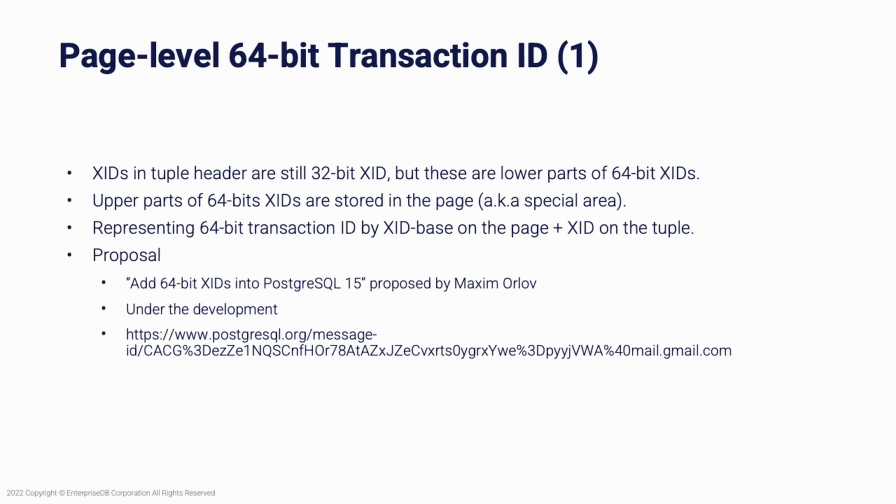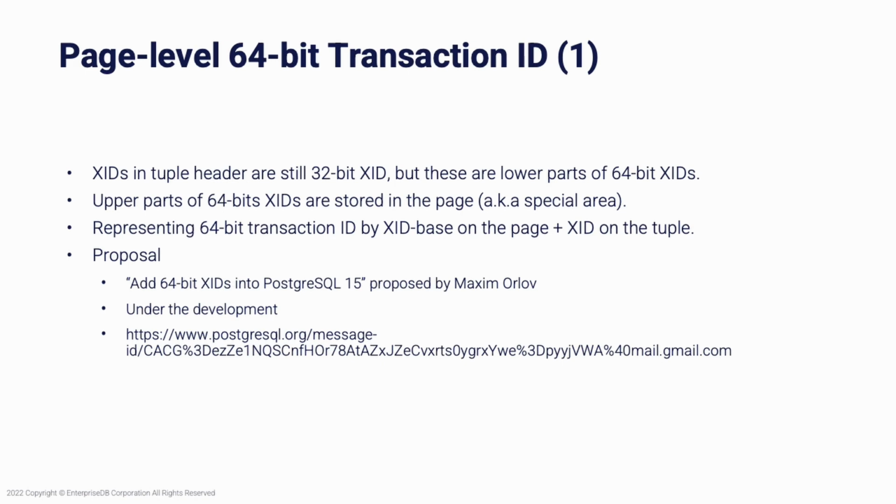That is, what we do is, while keeping using the 32-bit transaction ID on the tuple header, we add an extra 32-bit transaction ID to the page, and then represent the 64-bit transaction ID by combining two 32-bit XIDs on the page and the tuple header. The idea was proposed very long ago and re-proposed early this year by Maxim Orlov. The patch is not committed yet and is under development.